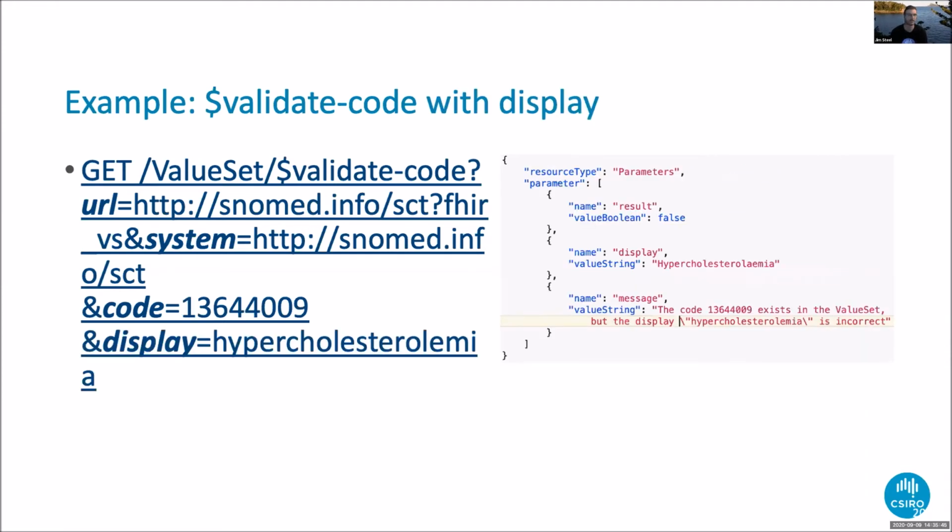Here's another example of this. So what I'm doing in this case is, once again, I'll use all of SNOMED value set, and I'll pass in a SNOMED code, in this case, 136.44009, and I'll pass in the display text. So maybe I've received a record and it says, this is what the user said this code was for, and it's hypercholesterolemia. And in this case, the server will come back and it'll say, oh, yes, that code does exist in the value set, but the display text you provided is not correct.